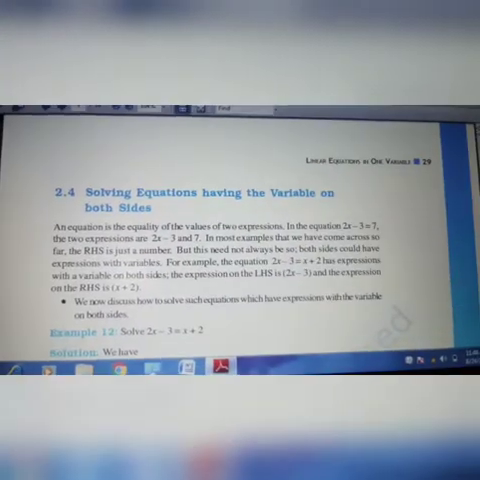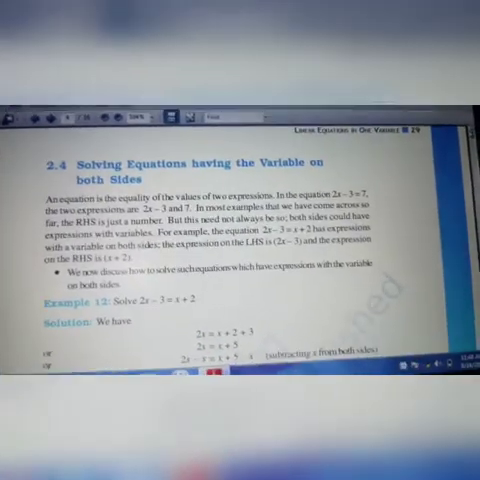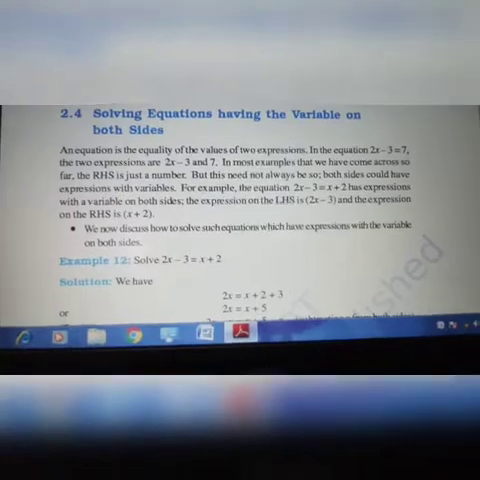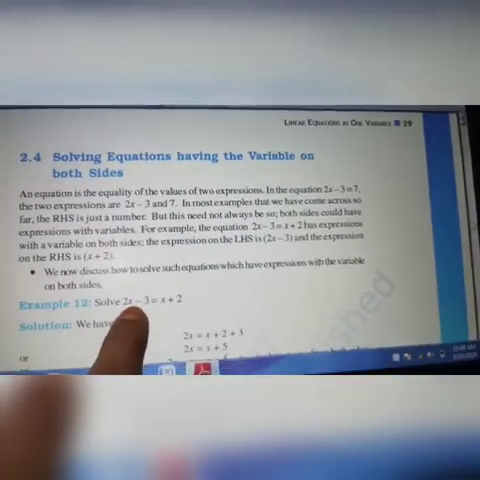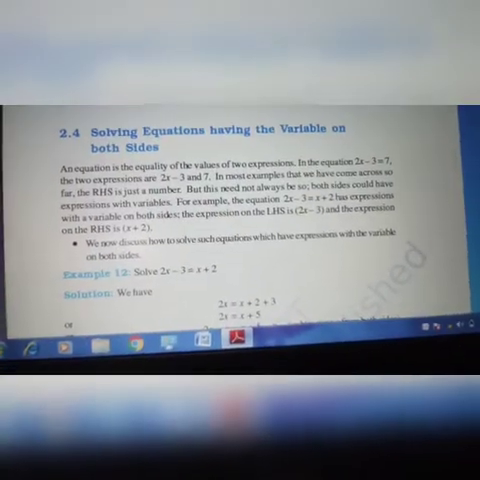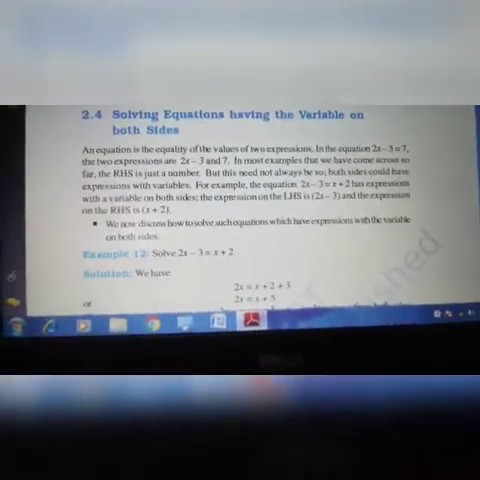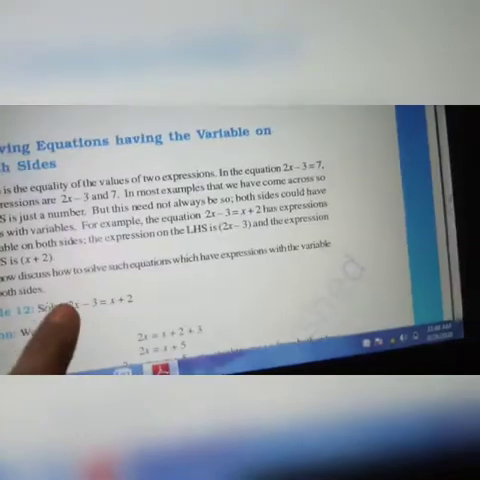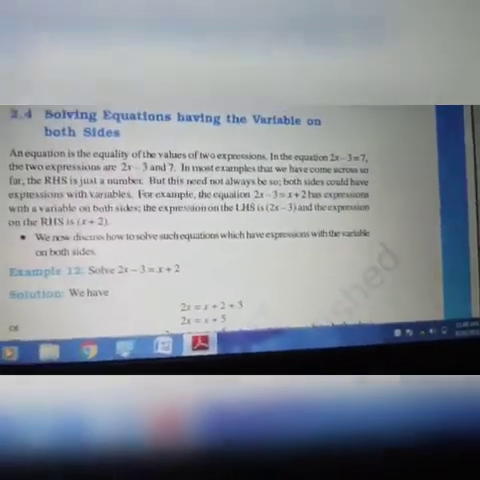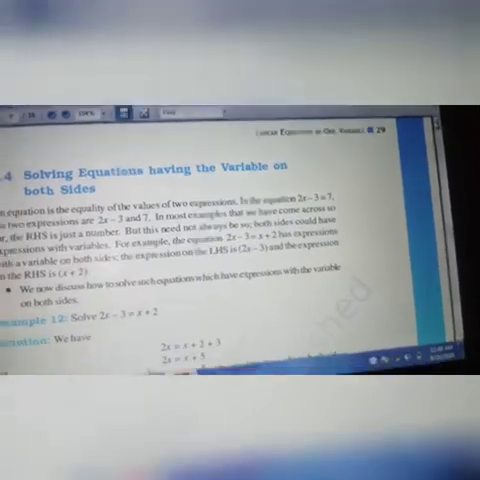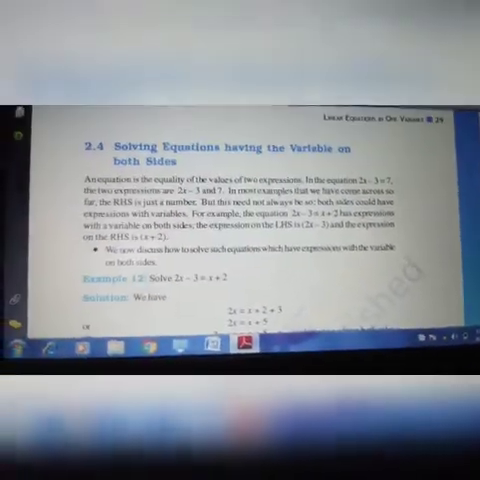Next, solving equations having the variable on both the sides. Actually, in an equation we are using only one variable, because this chapter itself is linear equation in one variable. If you are using x, you will use only x here. But the thing is, we are using the variable on both the sides of the equation. That is the only difference in these problems.